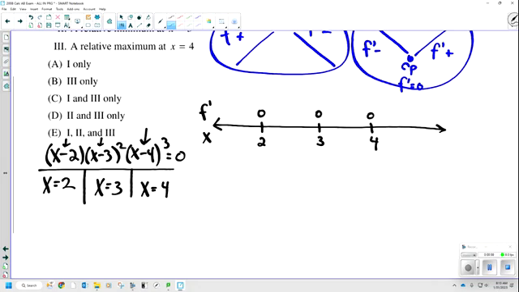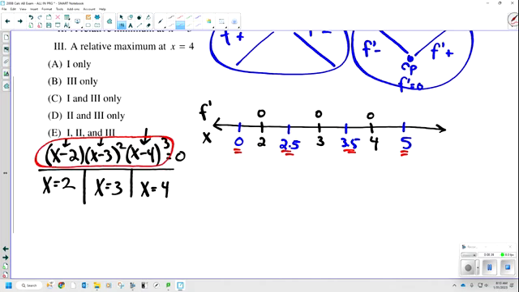I need to check the sign, whether they are positive or negative, of my first derivative at points in between and outside of those zeros. So let's pick, I don't know, it's always easy to pick 0. We'll pick 5. And oh my, I got to pick 2.5. And I'll pick 3.5. Now, what do I want to do with those? I want to put those values, one at a time, into this first derivative.